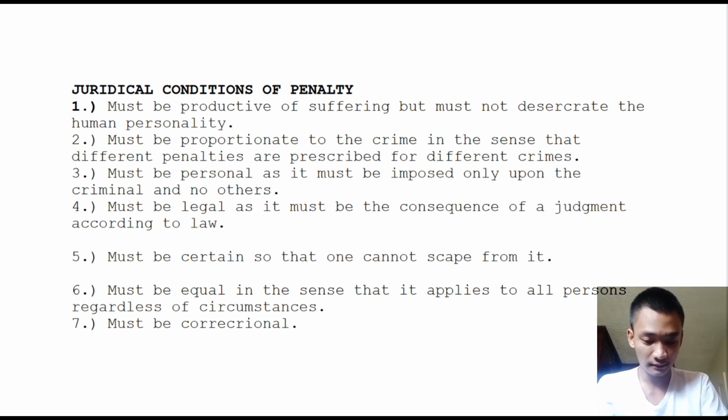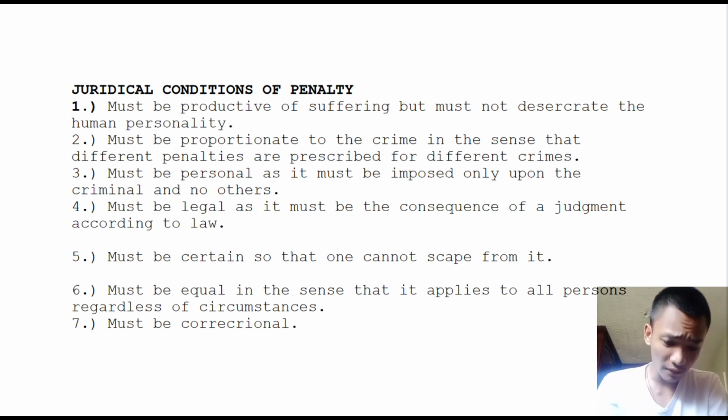This means na kailangan ilapat ng Estado ang mga batas ng walang pinikilingan at pabor. Ang pagpataw nito ay pangkalahatan. Dapat ito'y pantay na inilalapat sa lahat. Okay? Punta tayo sa pang-7. Must be correctional. That the penalty ay dapat tubusin ng maingat ng parusa ang mahalagang material ng tao at maiwasan ang hindi kinakailangang pag-alis ng kalayaan at pagiging pakinabang sa ekonomiya. Okay? Tapos na tayo sa juridical condition of penalties.